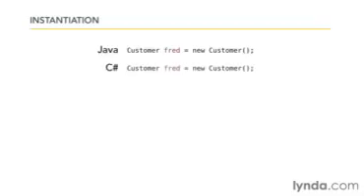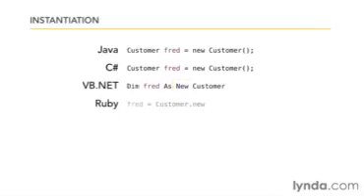To create an object, most object-oriented languages use the word new. I'm going to show a few examples here. Don't worry about syntax, just take a look at the different languages. So I have a customer class, I want to make a customer object. In Java, I'd say customer Fred equals new customer. It would be identical in C#, also using the word new. In VB.NET, we'd have something fairly similar, again using the word new, as does Ruby.